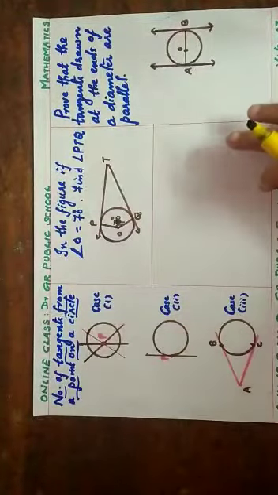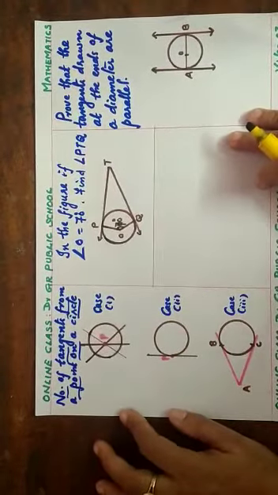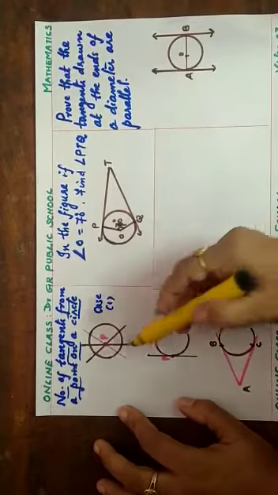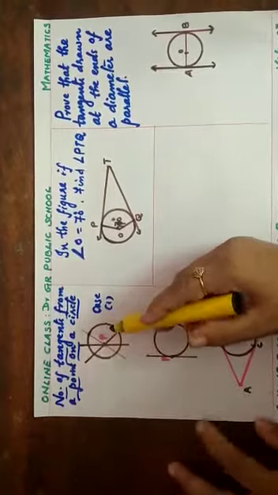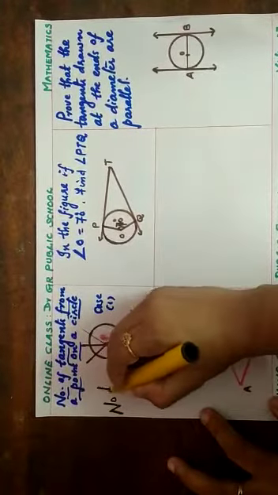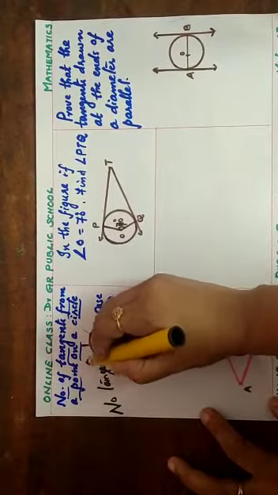Okay. Come to the next section, which is the number of tangents drawn from a point to a circle. Listen here. If a point P lies inside the circle, no tangents can be drawn. No tangents. The point lies inside and no tangents.